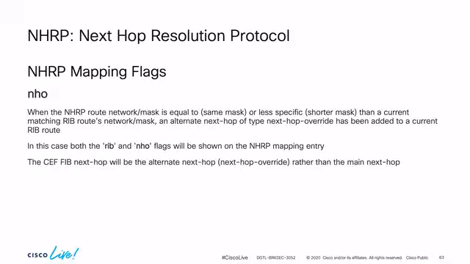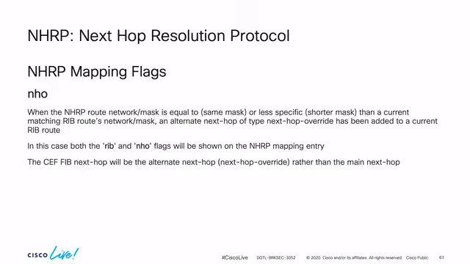So the next hop override mapping flag is the reverse of a RIB. What I basically mean by that is, if the NHRP route network and mask is equal, or it is less specific than the current matching RIB route, an alternate next hop type of next hop override is actually added to the current RIB route. In this particular case, you're going to be seeing both the RIB and the next hop override flags in the NHRP mapping entry.